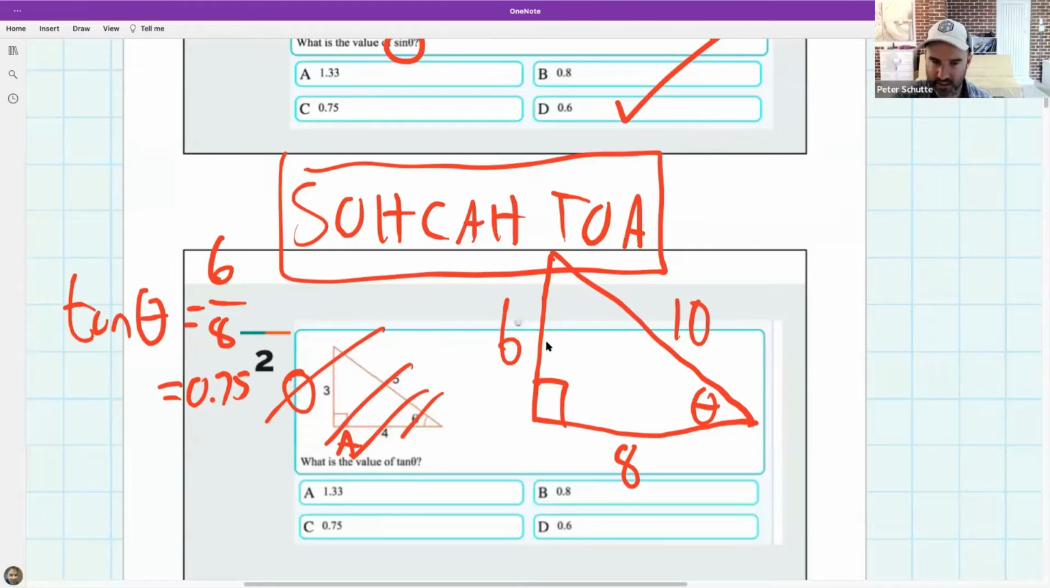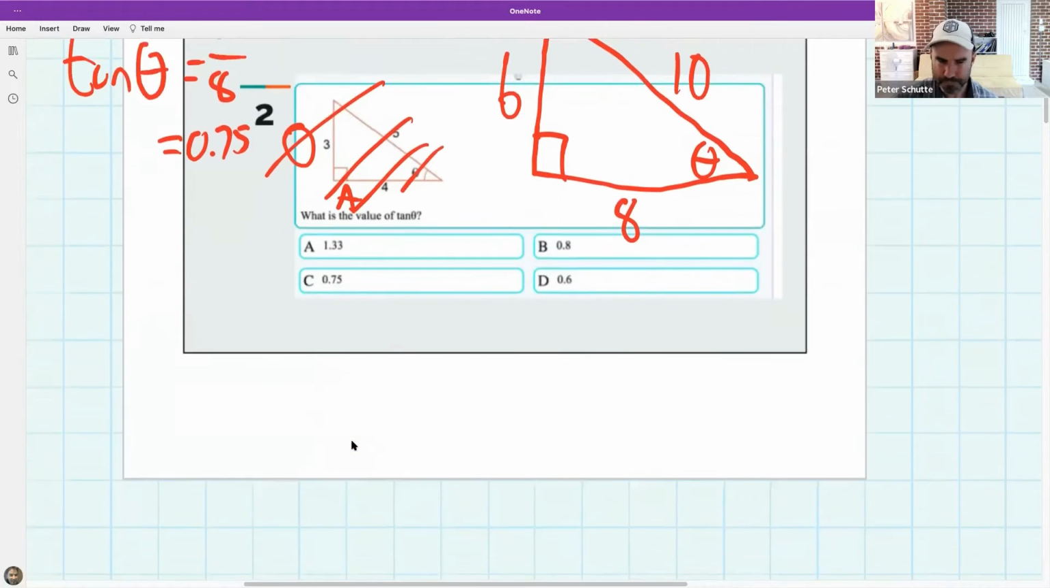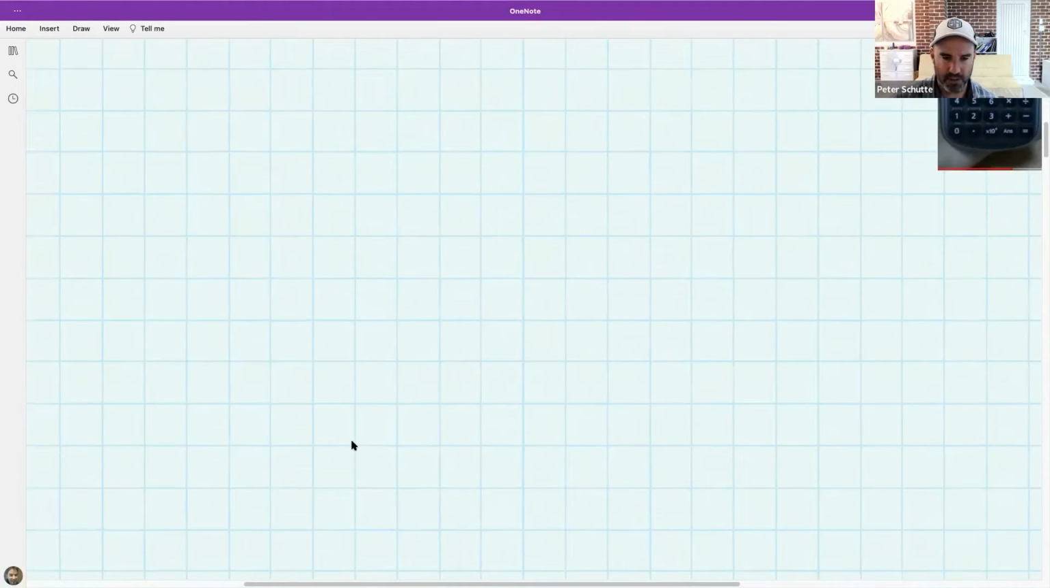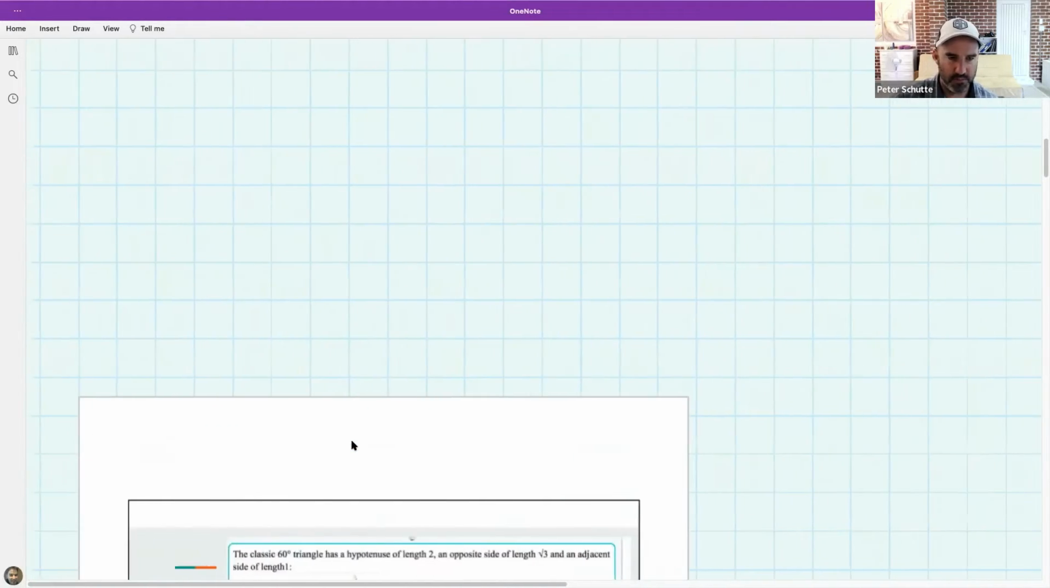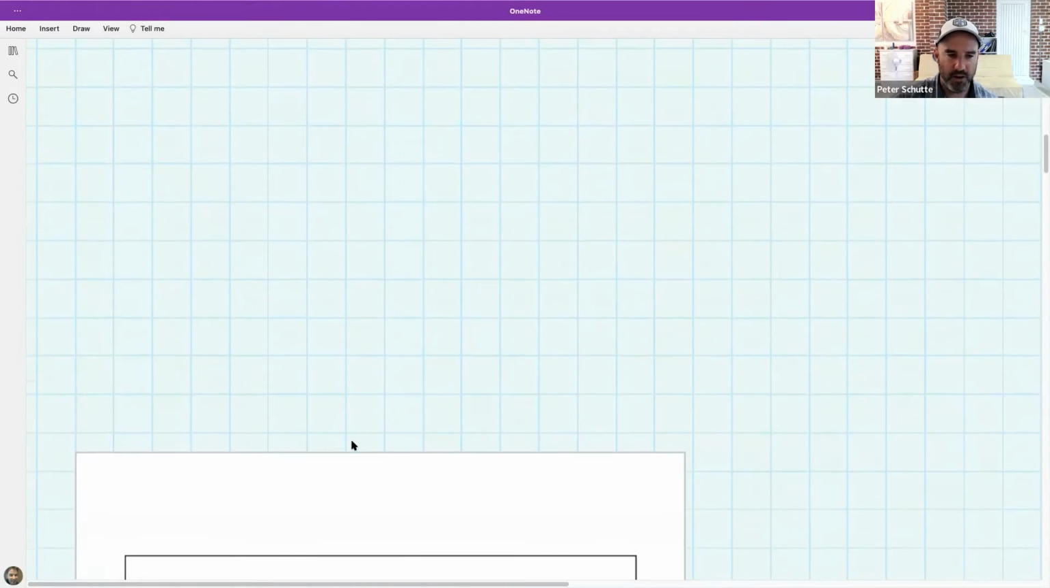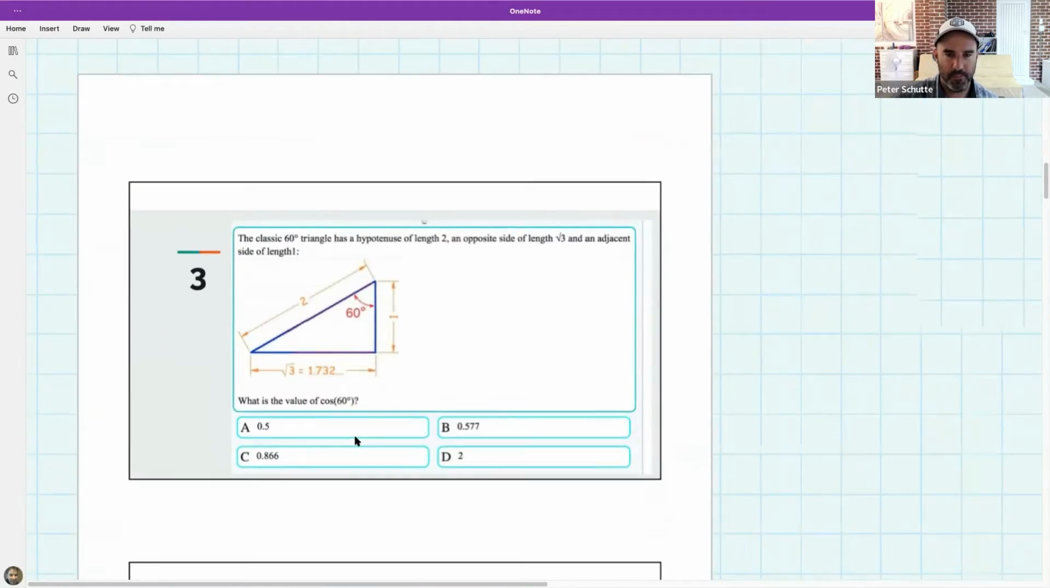The reason the size doesn't matter is these are similar triangles, because I've just enlarged it. So I could have a triangle as big as the universe, and as long as it's similar in shape, the internal scale factor or the trig ratio is going to be 0.75. That's the real power of trigonometry, why it's so useful. Okay, but I think I've made my point there. Let's move on to another question. Got that one? Okay.